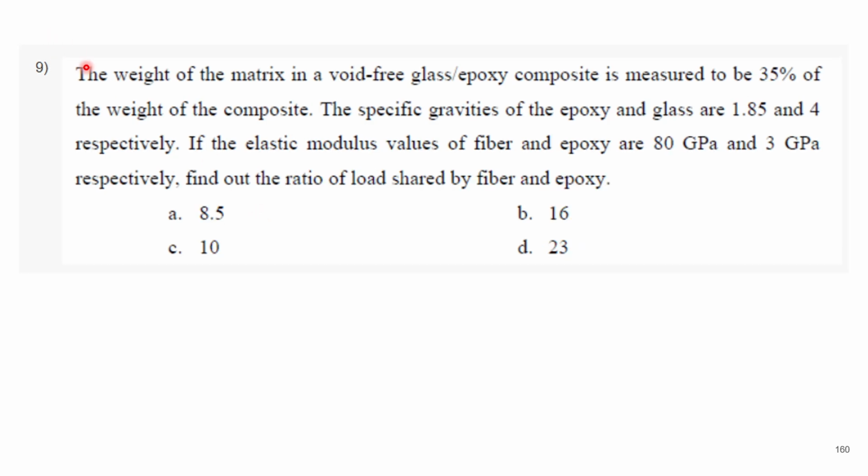Ninth question: the weight of the matrix in a void-free glass or epoxy composite is measured to be 35% of the weight of the composite. The specific gravities of the epoxy and glass are 1.85 and 4 respectively. If the elastic modulus values of fiber and epoxy are 80 gigapascal and 3 gigapascal respectively, find out the ratio of load shared by fiber and epoxy. A 8.5, B 16, C 10, D 23. So what is the ratio of load shared by fiber and epoxy?